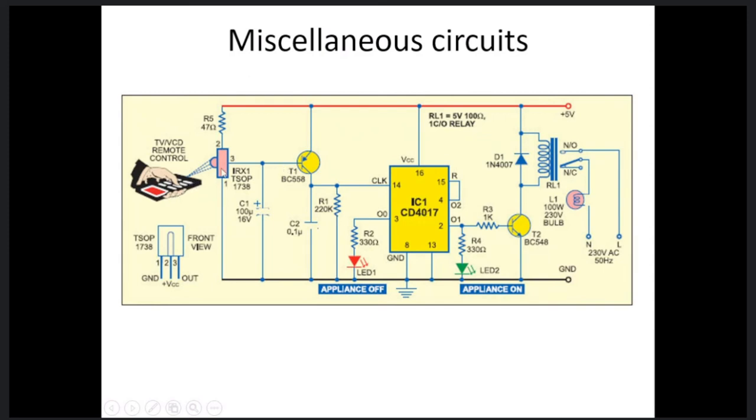When you press it, it receives the signal and it will give the output. When you press again, it will receive the signal and process the output. So depending upon the counting, it's a counter IC. The first pulse will latch it and then give the output.